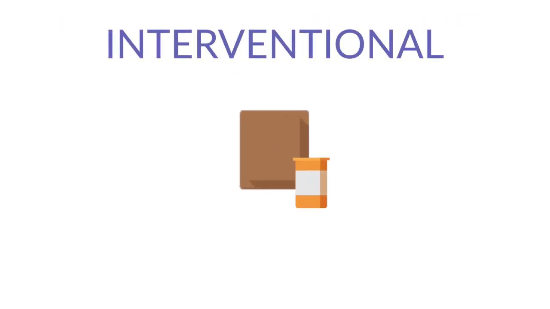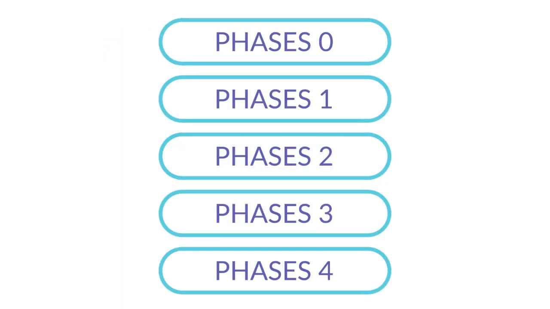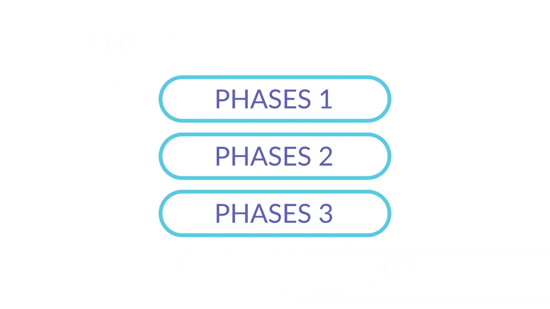Interventional studies, or clinical trials, show us whether new medicines, tests, or medical devices are safe and effective. Clinical trials are the safest way for doctors to study how we can improve treatments for diseases. Trials are performed in phases to maximize patient safety. New treatments can be tested in phases 0 through 4, but the most common clinical trials are phases 1 through 3.